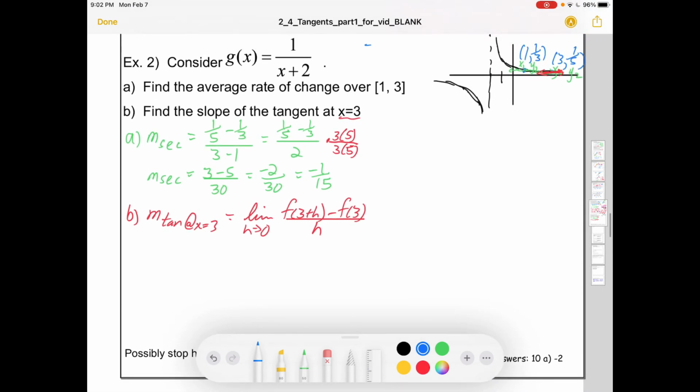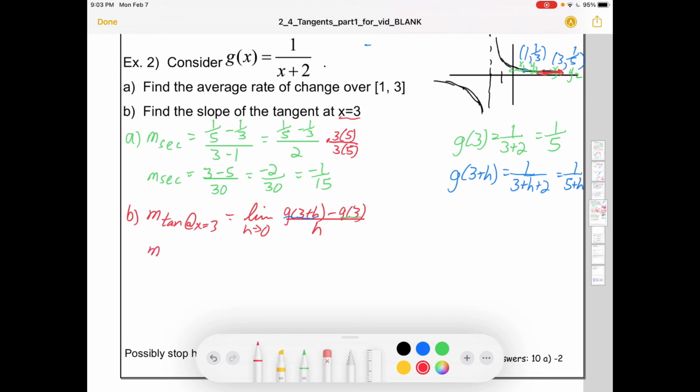I would be inclined to go off and, first of all, maybe use the letter g for all of these, because we're talking about the function g in this case. I'd go off to the side, and I'm going to find g of 3 plus h, and I'm also going to find g of 3. So g of 3 would be 1 over 3 plus 2. We actually already found it. That's 1/5. g of 3 plus h would be 1 over 3 plus h plus 2, or 1 over 5 plus h.